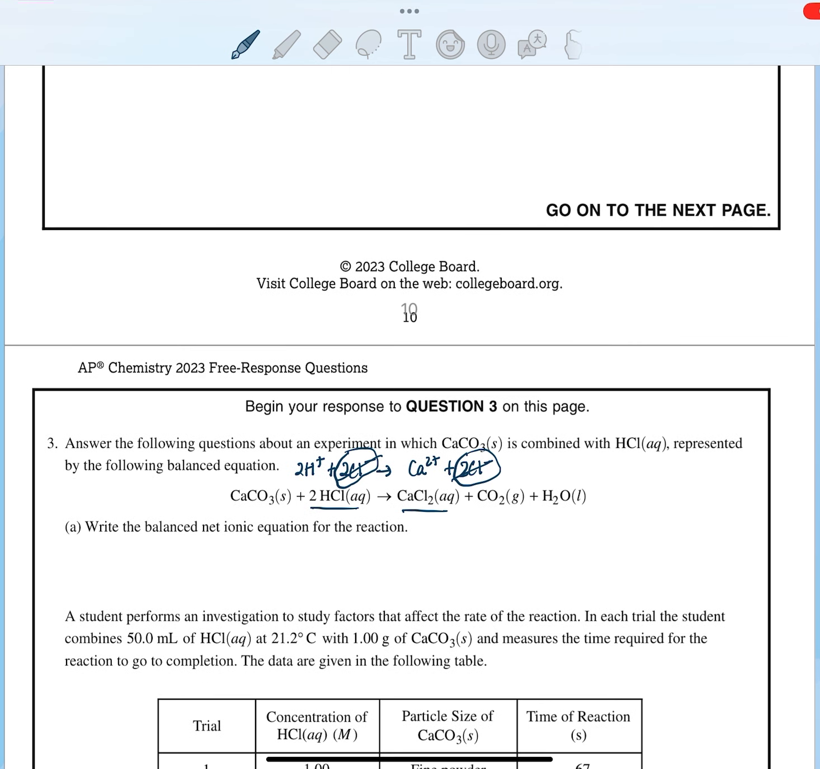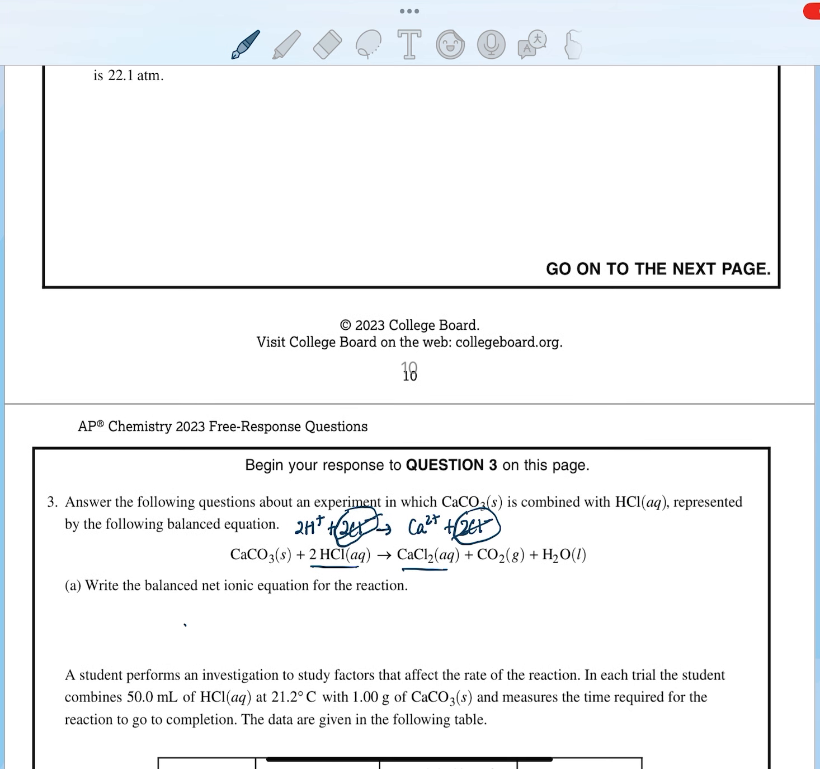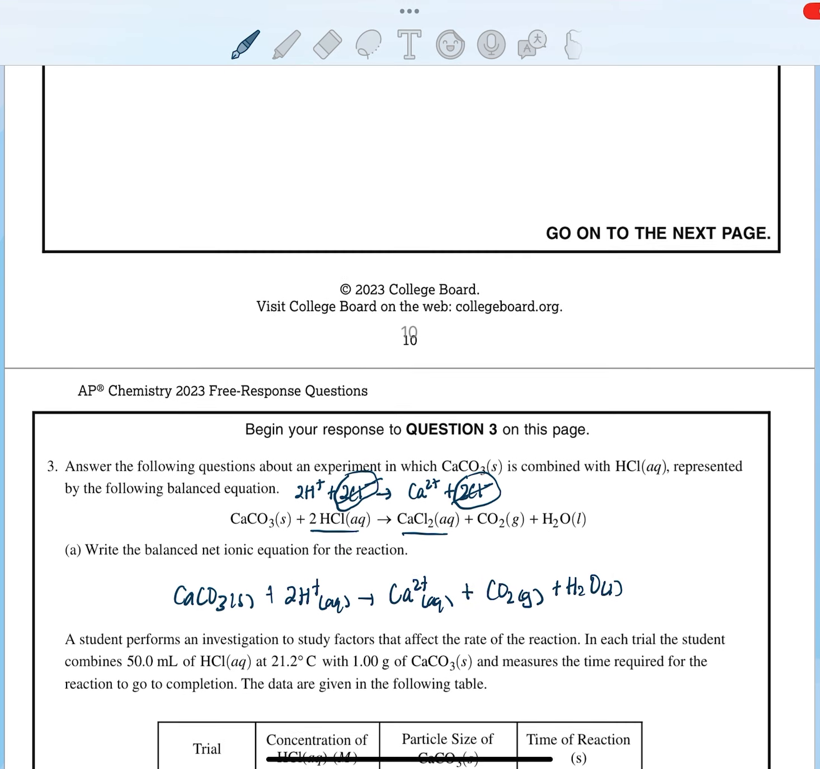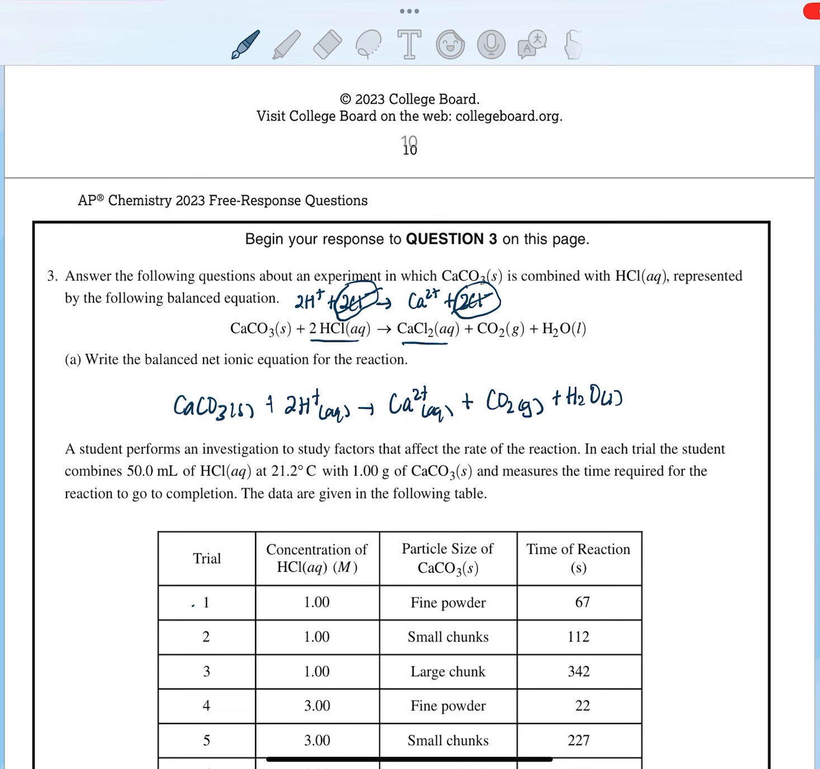So what I'm going to do now is write down what I'm left over with, and that would be calcium carbonate, solid. We'll put the states here. 2H plus ions, aqueous. Products are calcium ion, aqueous. The chloride was canceled out, CO2 gas, and H2O liquid. All right, that's how we do question 3A.